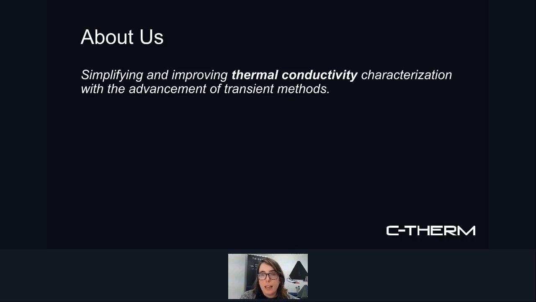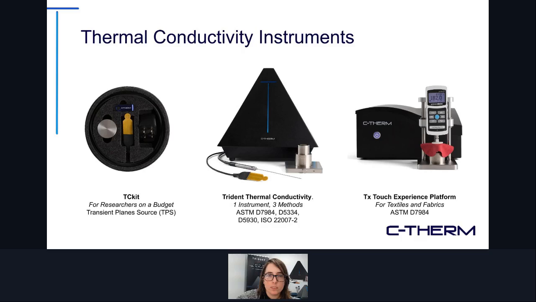So at C-Therm, we're really about making thermal conductivity faster, easier, and more accessible to users and to scientists from a wide variety of application fields and backgrounds. The goal is to make it fast, easy, and repeatable. We have a number of thermal conductivity instruments. That's kind of our bread and butter here at C-Therm.